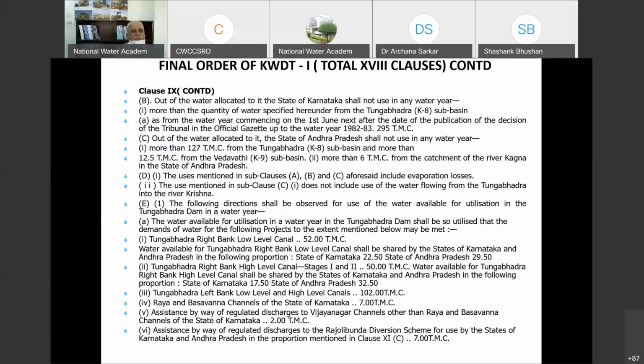For Karnataka, whatever quantity has been specified, more than that will not be used by Karnataka in Tungabhadra K8 sub-basin, and that was 295 TMC. Out of what is allocated to the state of Andhra Pradesh, it will not use more than 127 TMC from Tungabhadra in K8 sub-basin, 12.5 from Vedavati, not more than 6 TMC from Vedavati in Andhra Pradesh. And all these uses include losses.